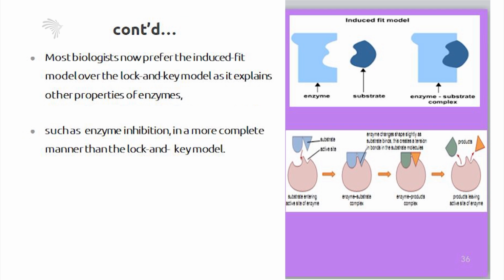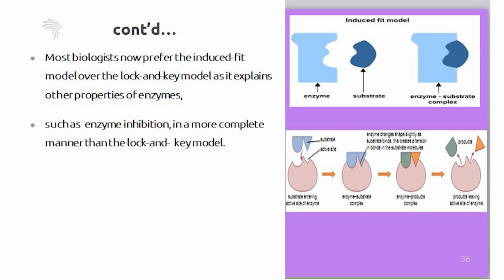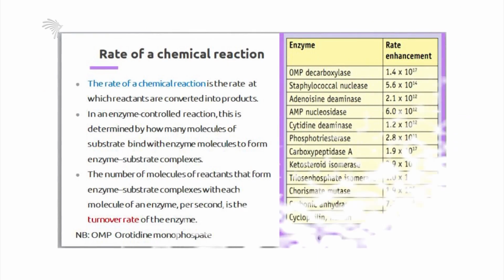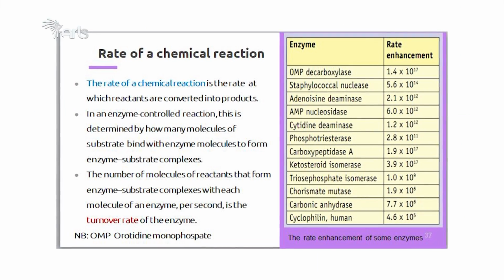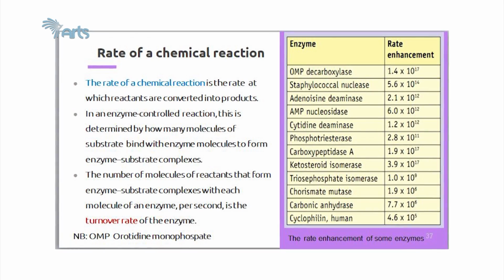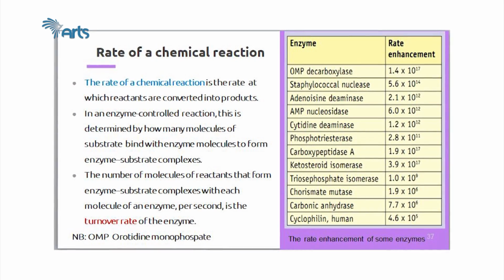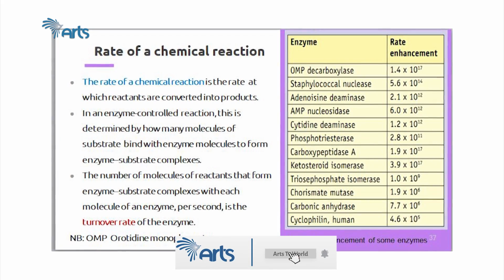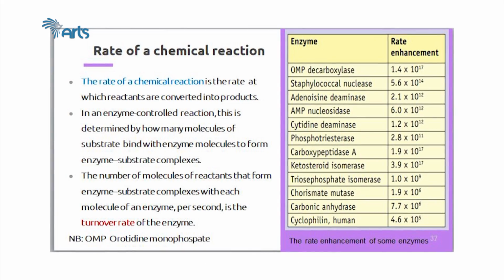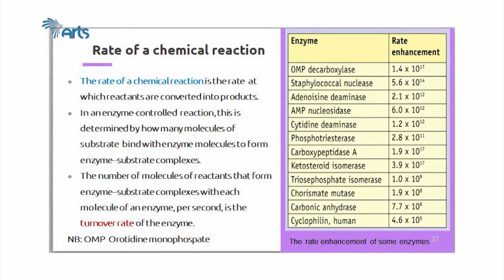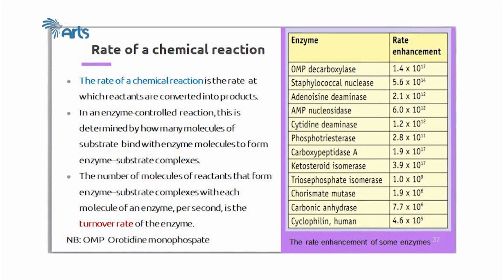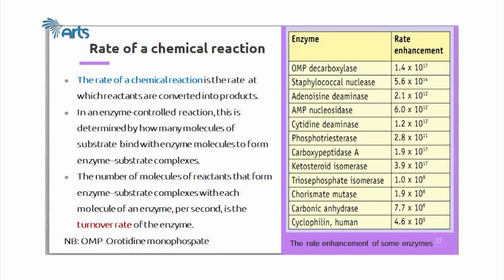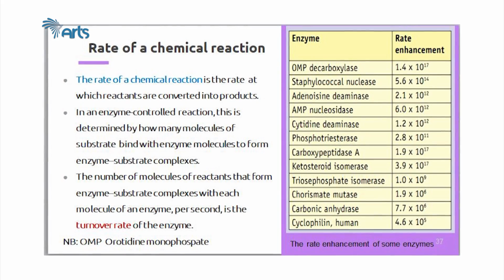So these are the differences between the induced fit model and the lock and key model. The other point in this discussion is the rate of chemical reaction. Each chemical reaction has its own rate, and we will see this with certain examples. The rate of chemical reaction is the rate at which reactants are converted into products. That is the rate of chemical reaction.